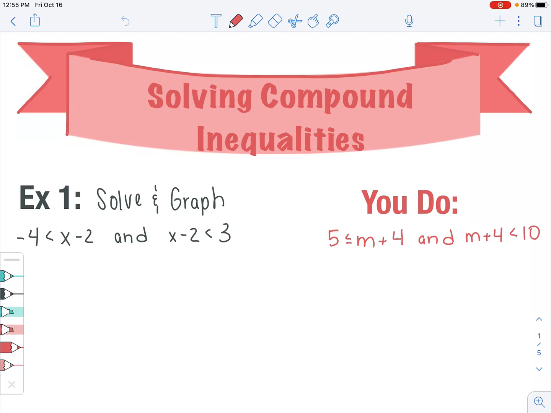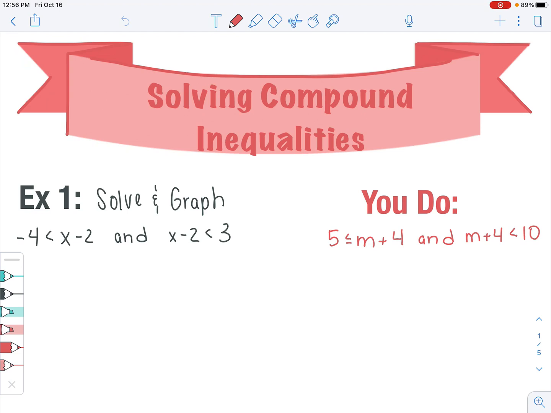So now we're going to solve compound inequalities. We're going to take our same ideas from graphing, except before we can graph them, we're going to actually have to solve the problems. So if you look at this first one, it says -4 is less than x minus 2, and x minus 2 is less than 3. Before I can graph this, I actually have to go in and get the x's all by itself.